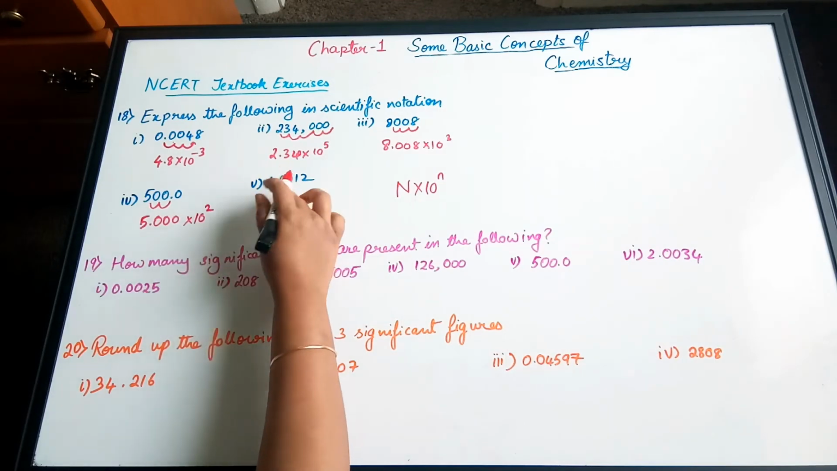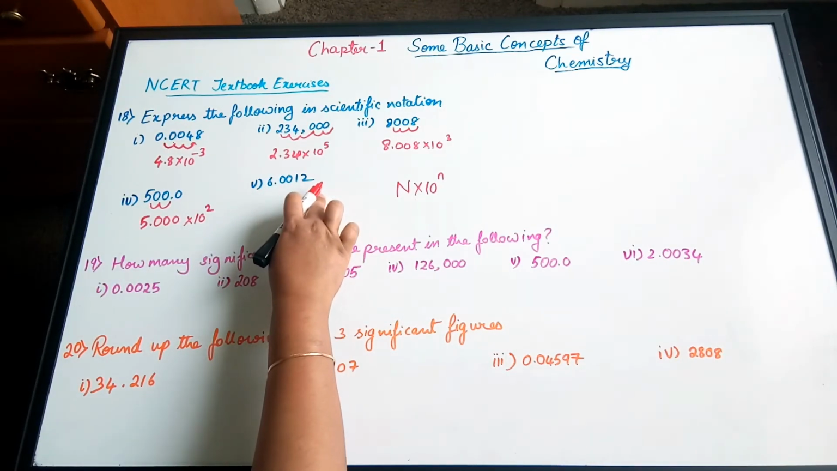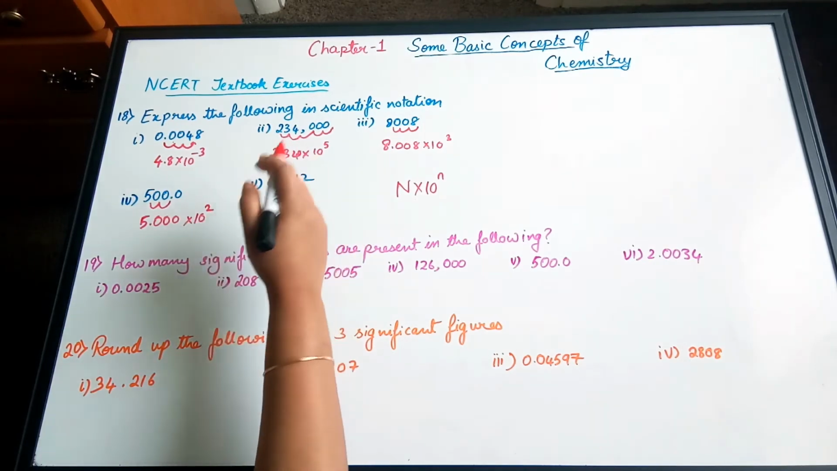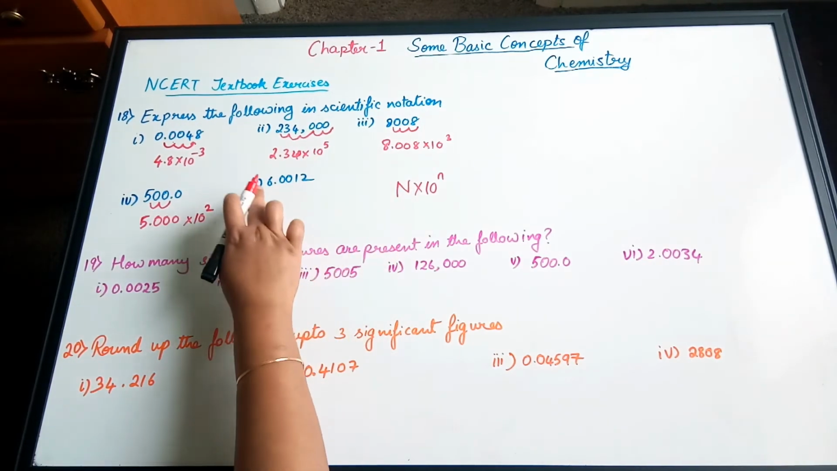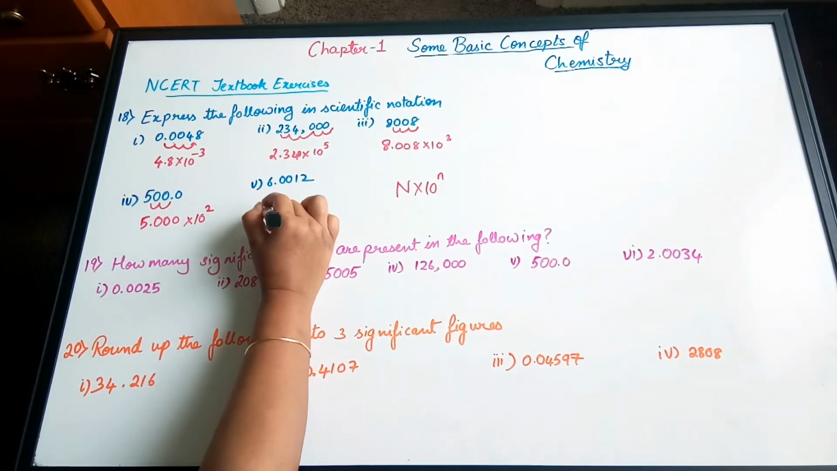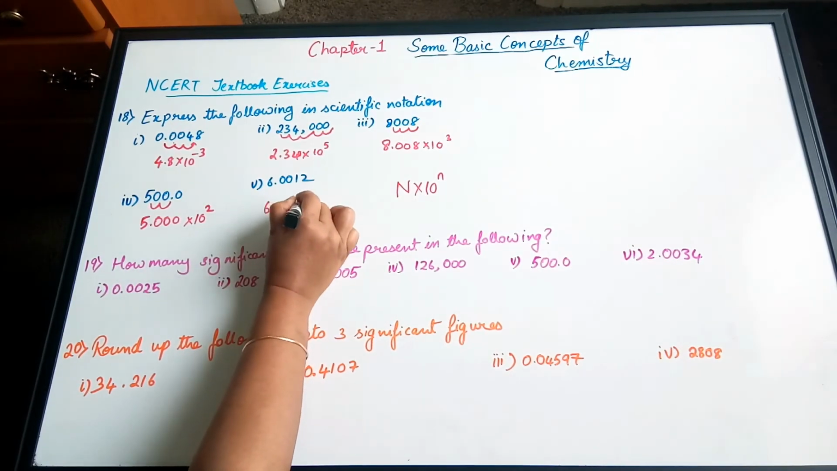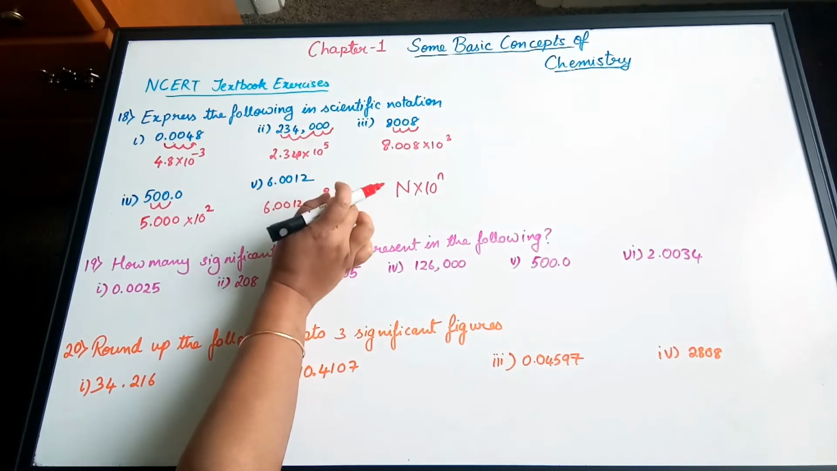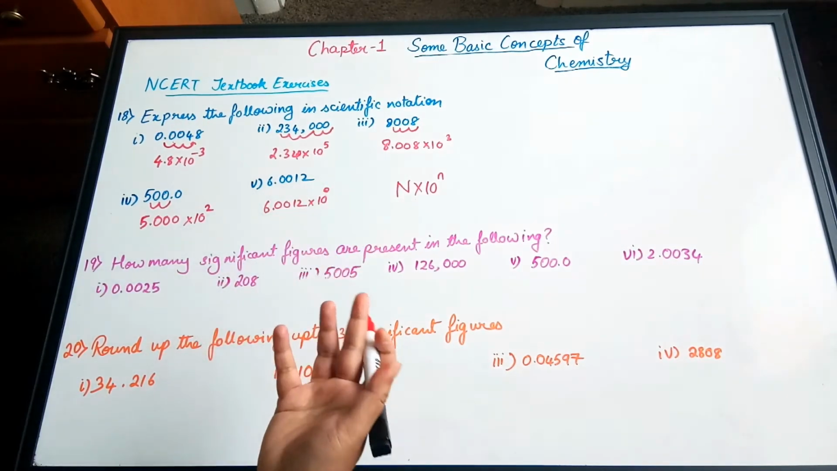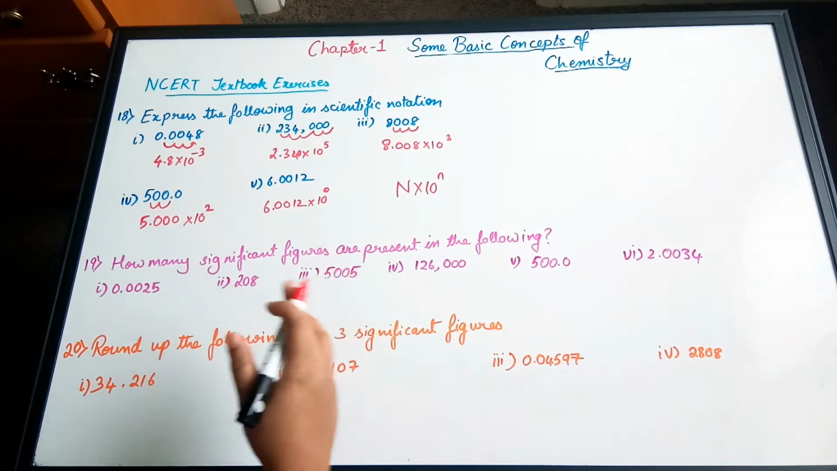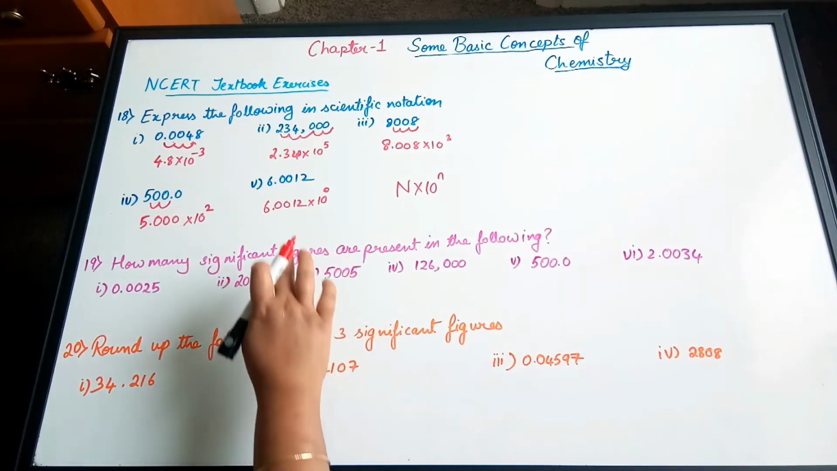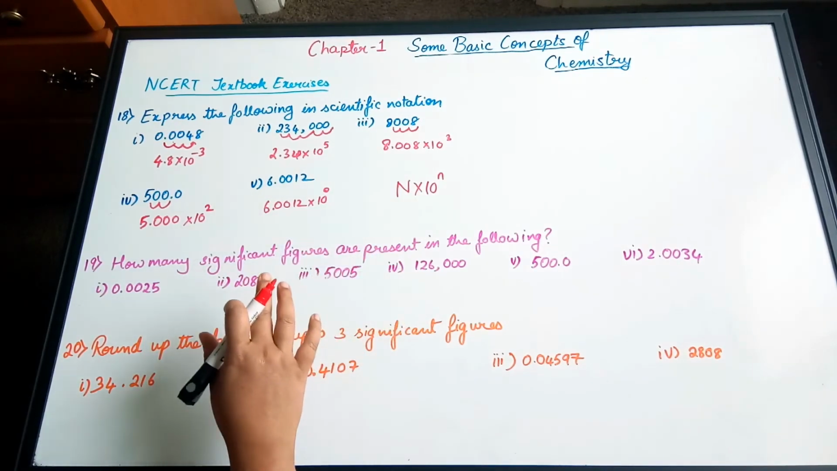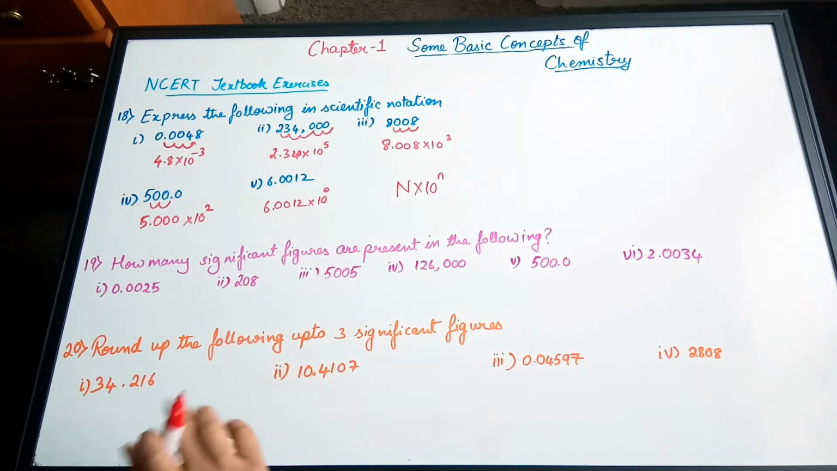Next, the last one here is already in scientific notation, so it can be left like this, or you can also write it as 6.0012 into 10 to the power 0. Anything to the power 0 is equal to 1, so we are just merely multiplying. So you can leave it like this also. Even if you write 6.0012, it is correct.